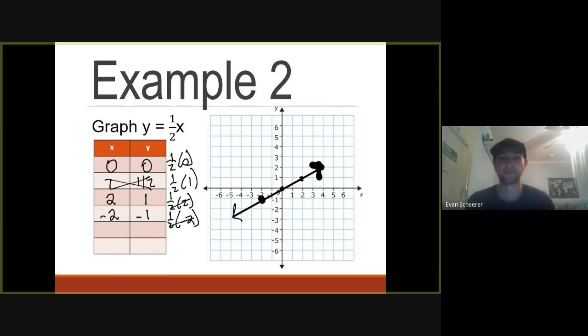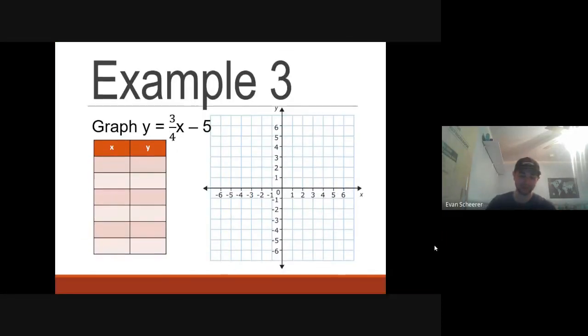And then we have our straight line, right? Notice you rise up 1, and then you run 2, which is a slope of 1/2. It crosses (0, 0), which means the y-intercept is 0. All right. Example 3. Example 3 is a little bit more difficult. It's 3/4 x minus 5.